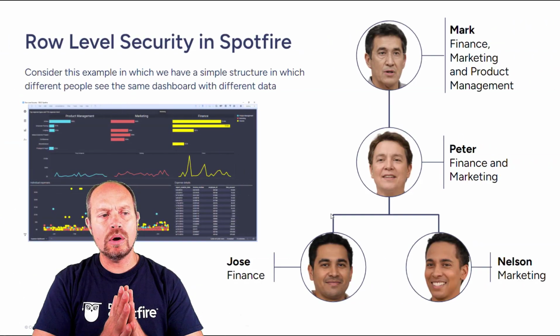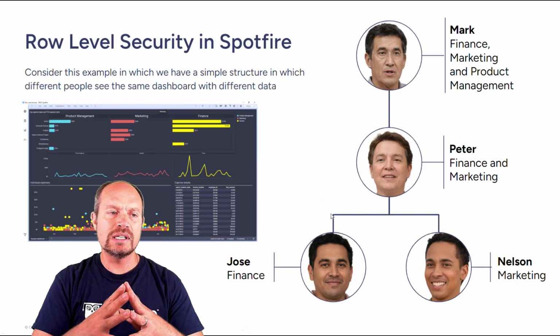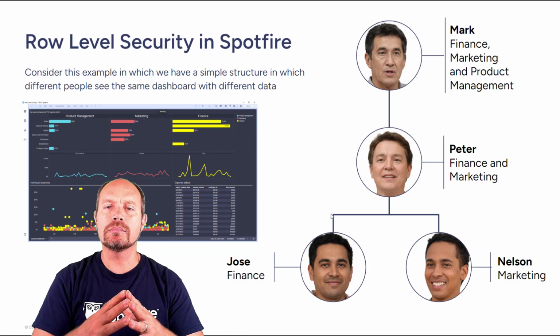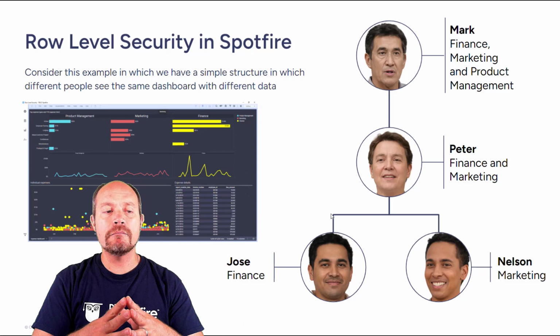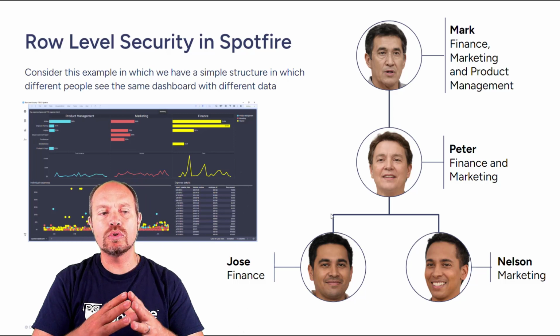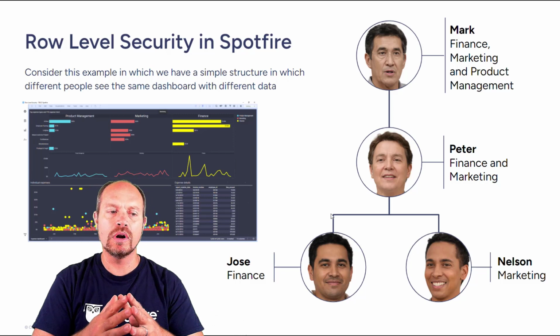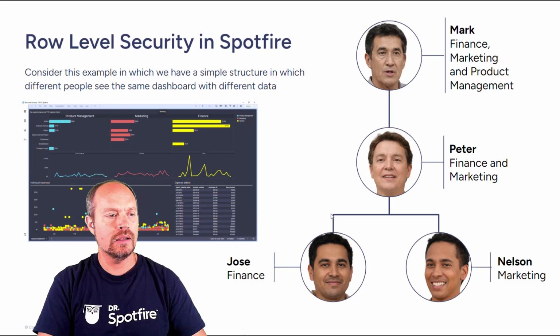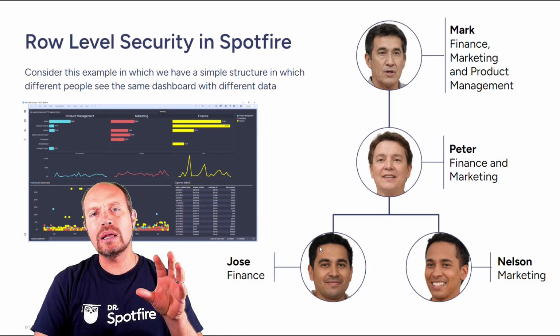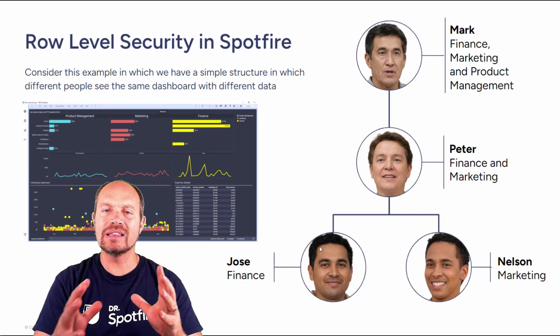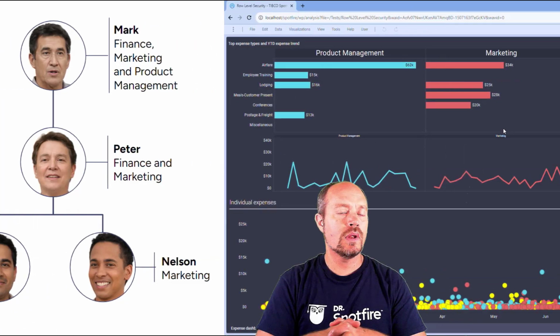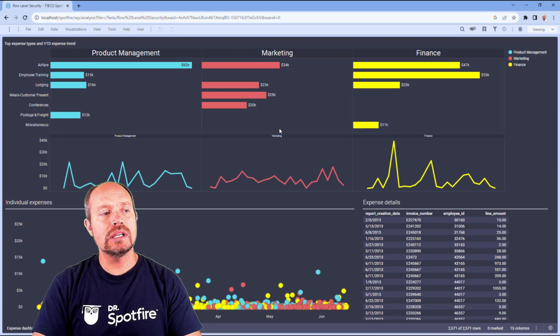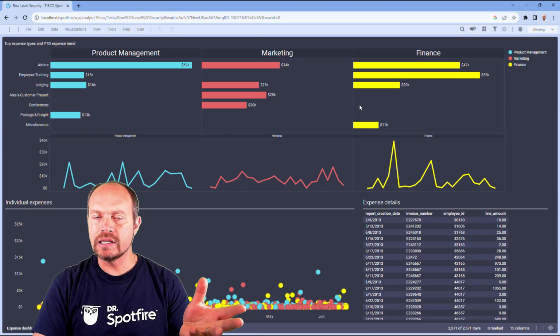So let's talk about this structure. We have Mark, he's allowed to see finance, marketing, and product management data. Then we have Peter, who has access to finance and marketing, and then we have individual contributors like Jose for finance and Nelson for marketing. So they all are going to be looking at the same dashboard, but different data. Okay, Mark can now see all different departments, product, marketing, and finance.